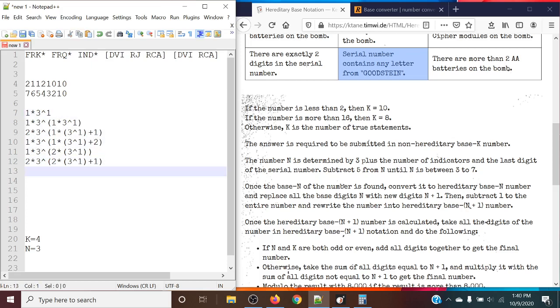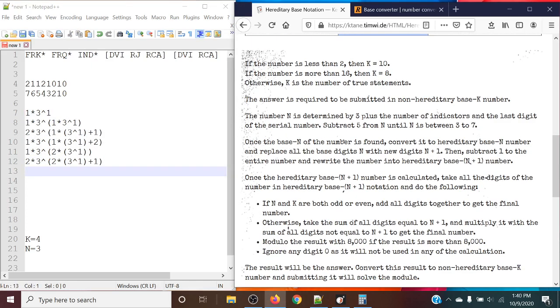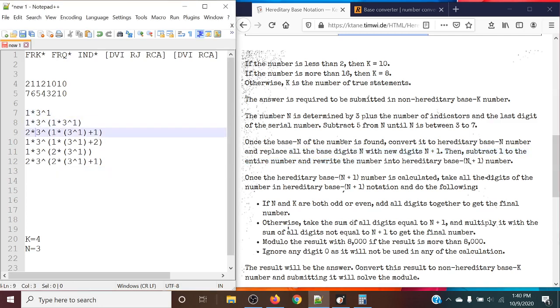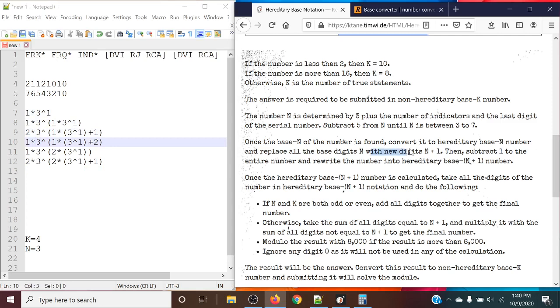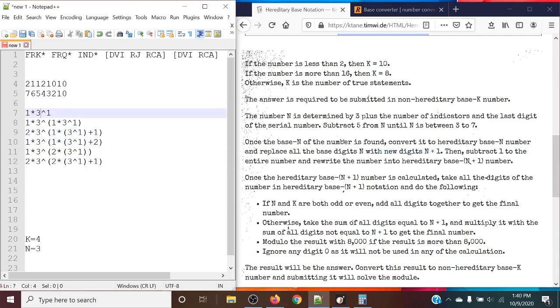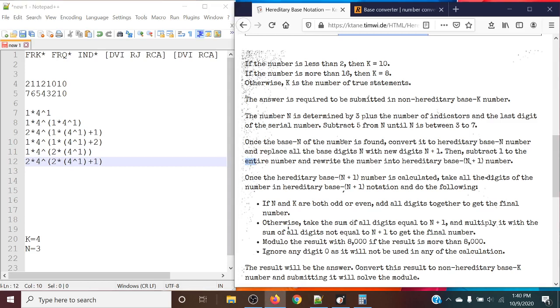So now we are essentially going to do the same thing that we did again. We're going to replace all of the base n digits, so we're going to replace all of the base 3 digits with the new digits of n plus 1. So we're going to add 1 to each of these base 3 digits. So all of these are going to become 4s, as well as the values in the exponents, since these all revolve around the bases. Okay, that step's done. And then subtract 1 from the entire number.